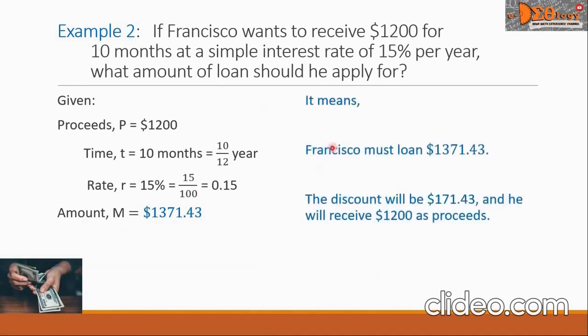It means to say, Francisco must loan this amount, 1,371.43 dollars. The discount will be 171.43 dollars, and he will receive that $1,200 as proceeds. This is our final answer.